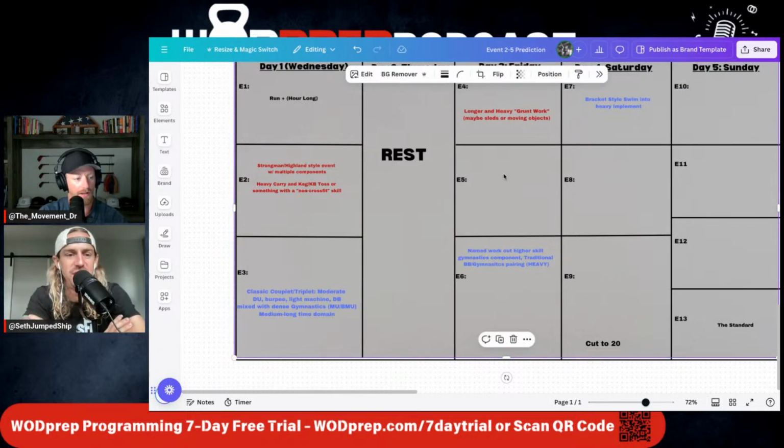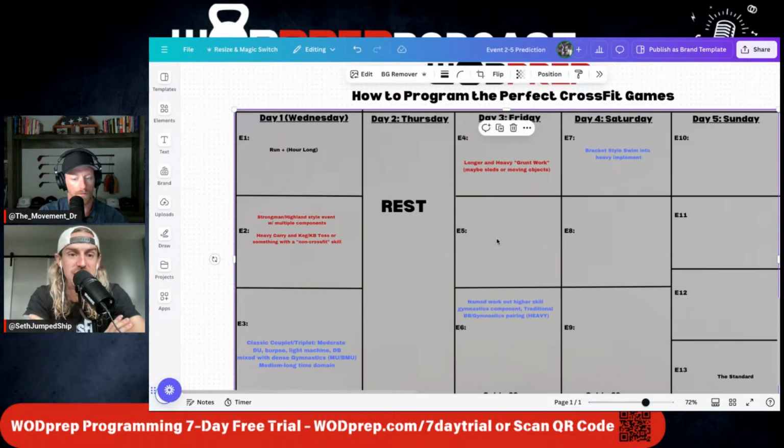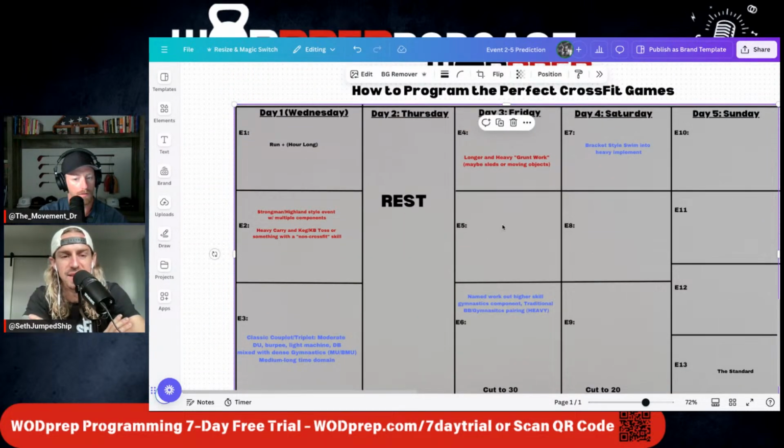We have to at least have Friday? Between Wednesday for the Highland, and then Friday you'll go heavy at nighttime, and then you can do your max lifts later on in the weekend. Right.